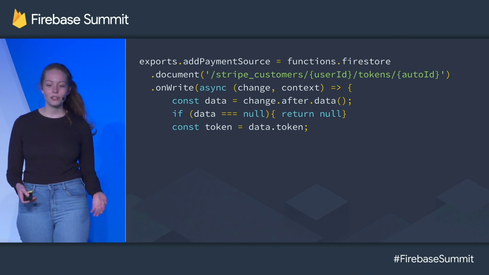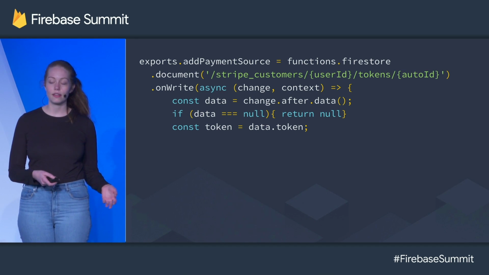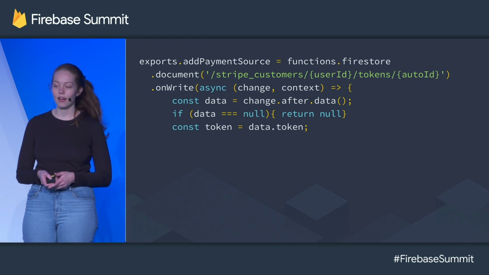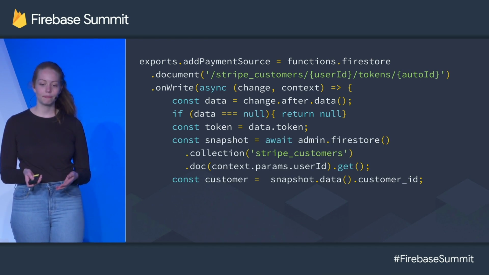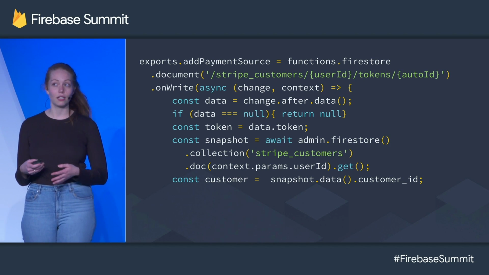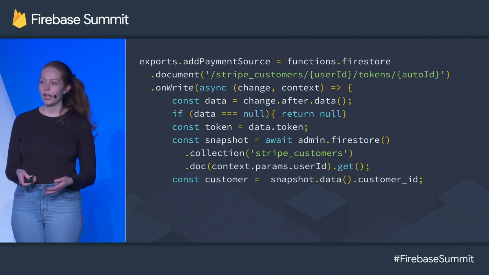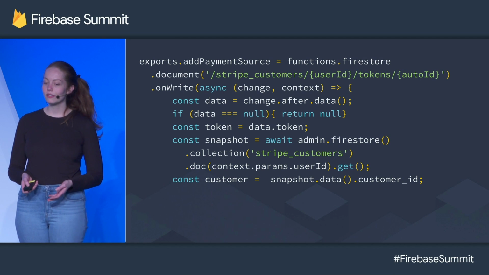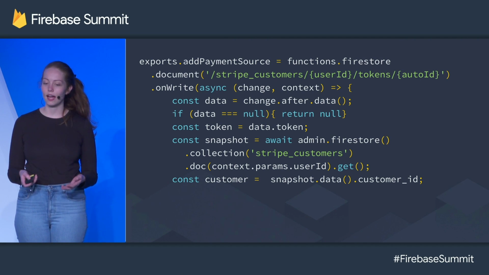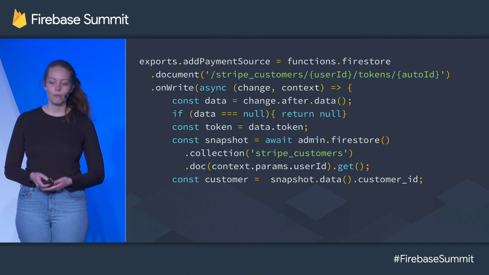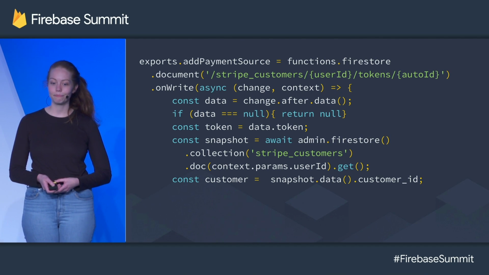The first thing that we do is get the token. That's the token that the Stripe SDK gave to the client. We'll get the token by calling change.after.data.token. Now with the token, we need the customer ID from Stripe. So we call the admin Firestore, and then we use context.params.userId to get our exact Stripe customer from Firestore. We wait for that data to come back, and once we have it back, we get the customer from there. So that's the Stripe customer that we saved earlier.